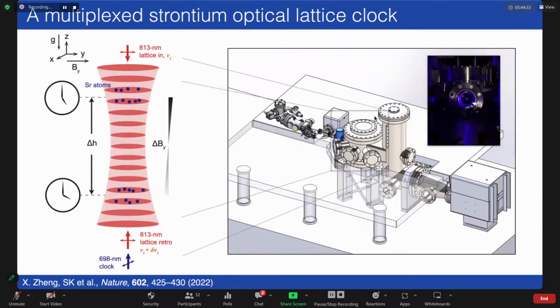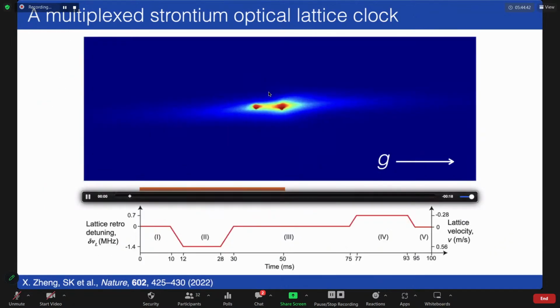So as I said, here's our apparatus. And what we're doing that's different is we're loading multiple regions of the same optical lattice with spatially resolved clouds of strontium atoms. And this is what this actually looks like in our experiments. These are camera images from our experiment.